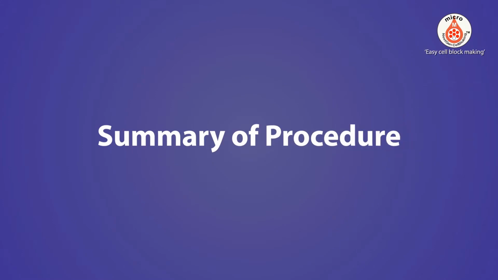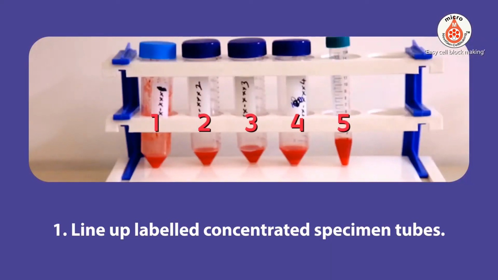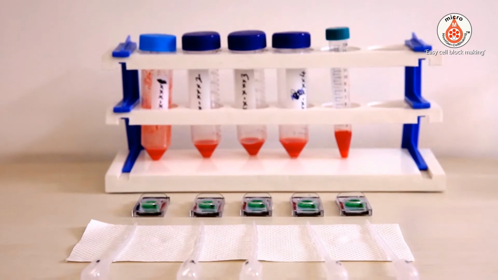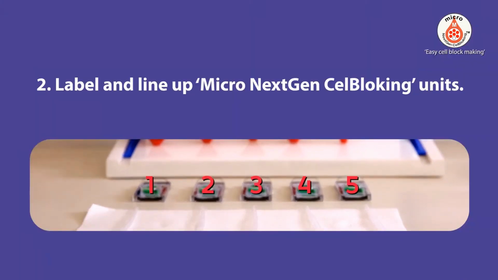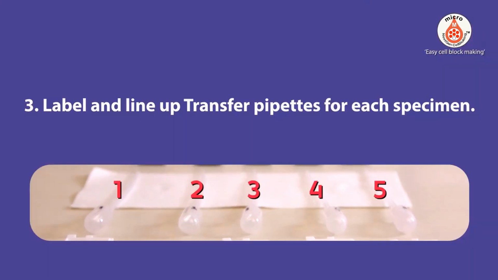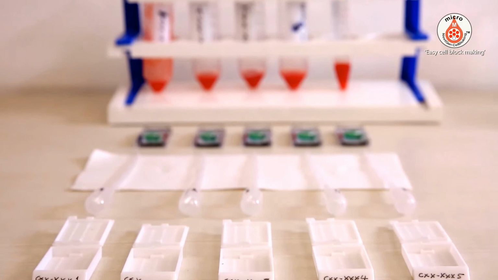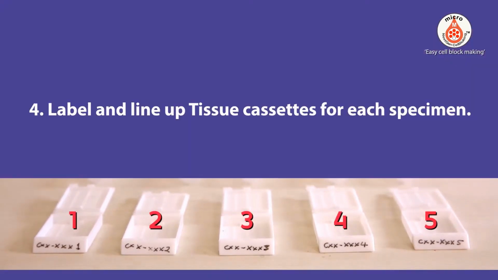Summary of procedure. Line up labeled concentrated specimen tubes. Label and line up micro next-gen cell blocking units. Label and line up transfer pipettes for each specimen. Label and line up tissue cassettes for each specimen.